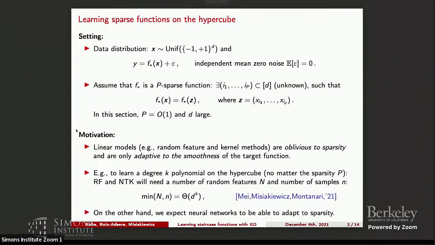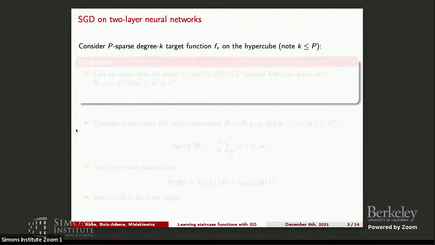On the other hand, we expect neural networks to be able to adapt to sparsity and sometimes vastly outperform these linear methods. This is clear from an approximation point of view, but actually proving it for gradient-trained neural networks is quite a challenge, and there is almost no work doing that. So we consider a p-sparse, degree k target function f star on the hypercube. Just note that because we're on the hypercube, a p-sparse function is at most degree p.